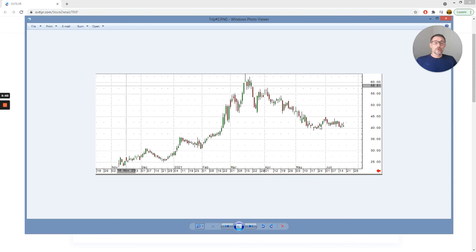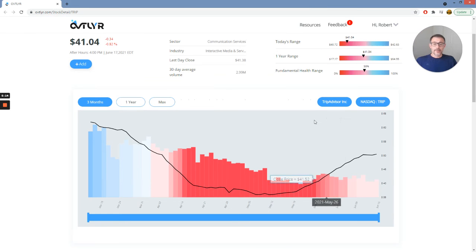But I do believe Trip has gotten into a consolidation state at this point, and when I look at Outlier, I think that on June 11th, I do not have a position on in Trip. I've moved on to some other things, but I think around June 11th, Trip got down to about 41, and given what I see, that would have been a level I was comfortable entering in.